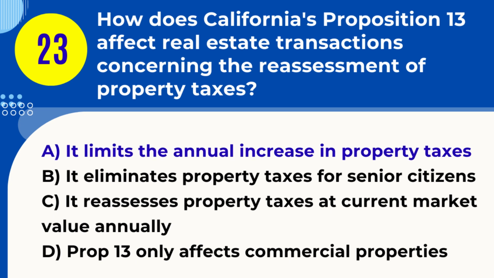Answer. A. It limits the annual increase in property taxes. Explanation. California's Proposition 13 significantly impacts real estate transactions as it limits the annual increase in property taxes, capping it at a certain percentage unless the property is sold or undergoes new construction.